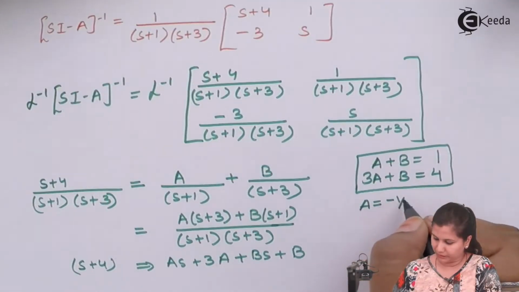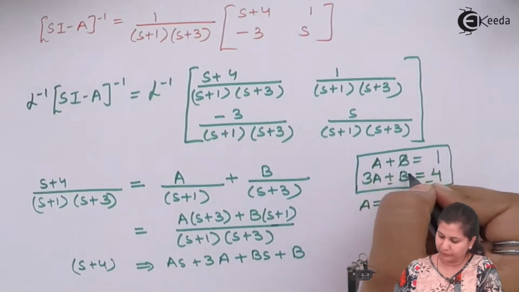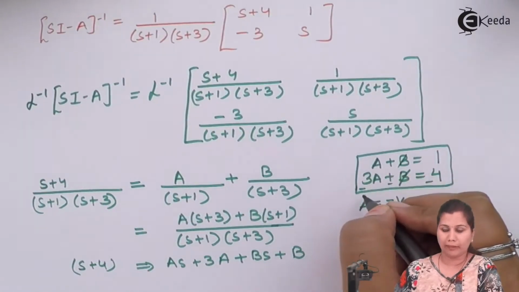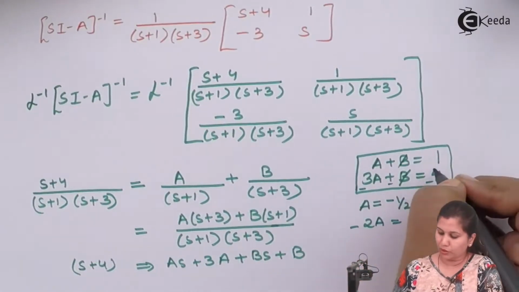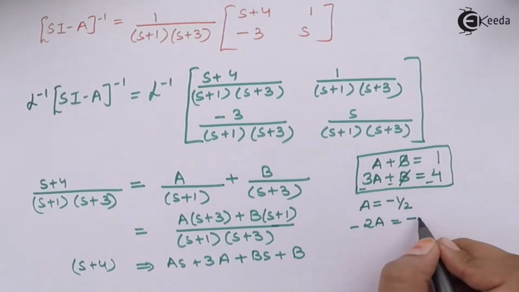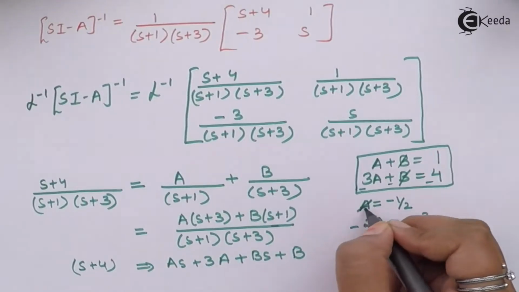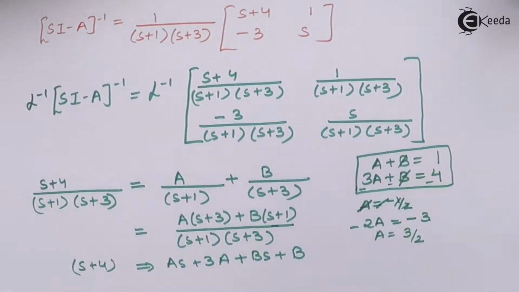Sorry, it will be equal to, if we take the minus sign here, then B will be cancelled. A minus 3A, so it will be minus 2A equals minus 4 plus 3 minus 3. So A will be equal to 3 by 2. Okay. And from this we can calculate the value here.